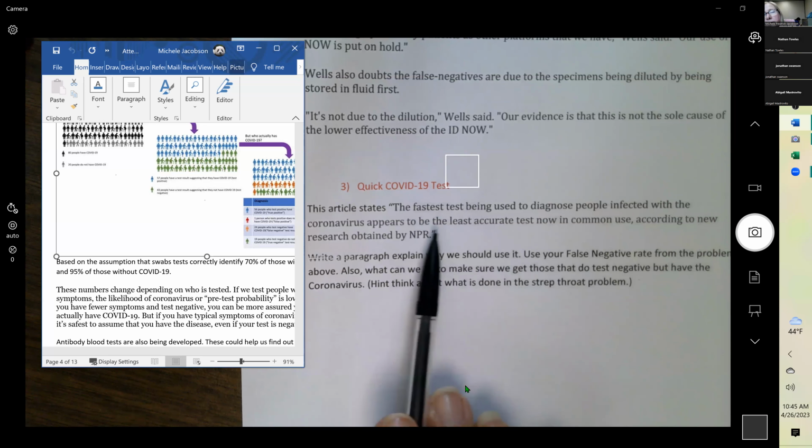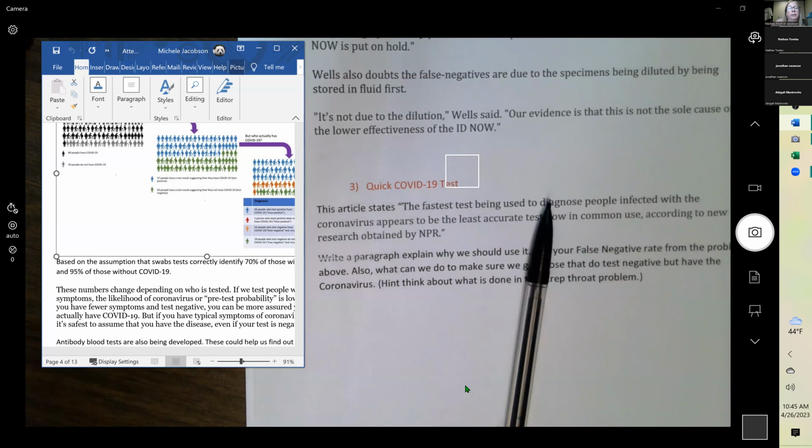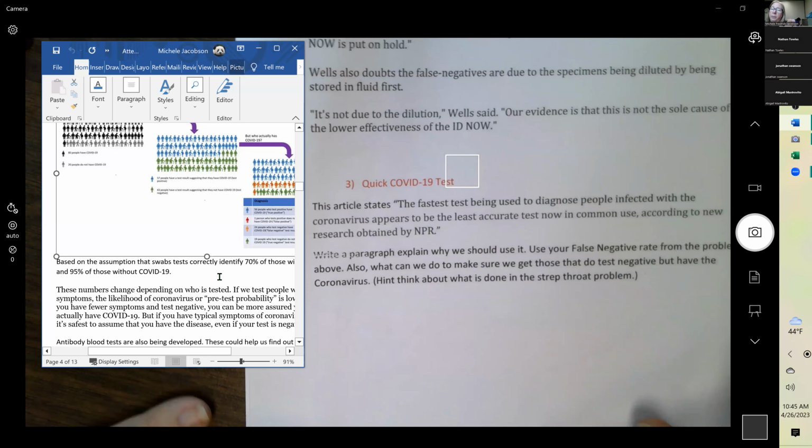But the fast test was so that you could get it quickly, because if you look at this picture, look how fast everything doubles. Now it's changed, COVID strains have changed and they're not as deadly now. But there are still a lot of people with it.